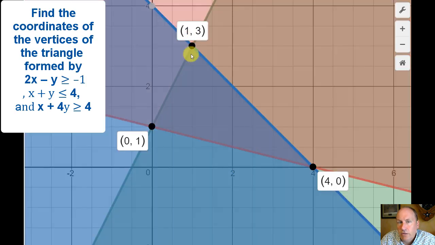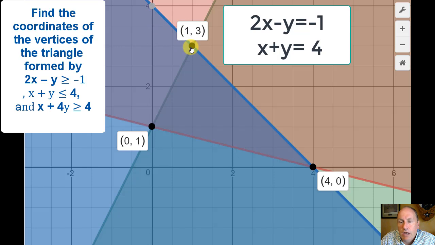Another way to find the corner points is to find the intersections of the appropriate lines. So for example, to find 1, 3, I'm going to solve the system of the green line and the blue line. 2x minus y equals -1 and x plus y equals 4. Solve that algebraically. I'm going to get 1, 3 as the solution.